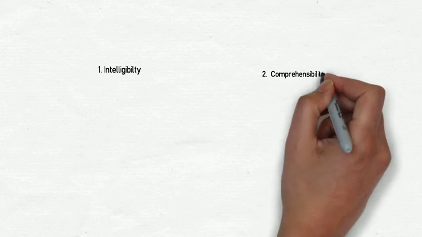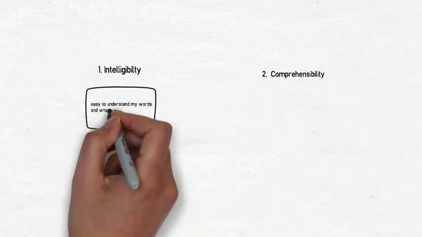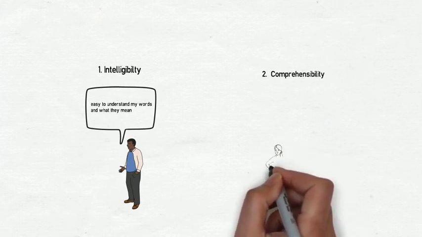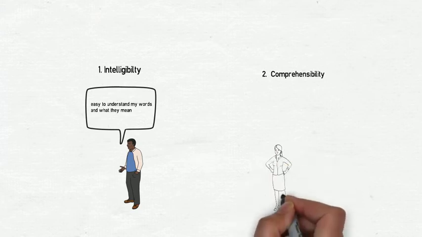What is intelligibility? Put simply, if you think I'm an intelligible speaker, it means you find it easy to understand what I'm saying, my words and their intended meaning. If, unfortunately, I was not an intelligible speaker, you would not be able to understand what I'm saying.